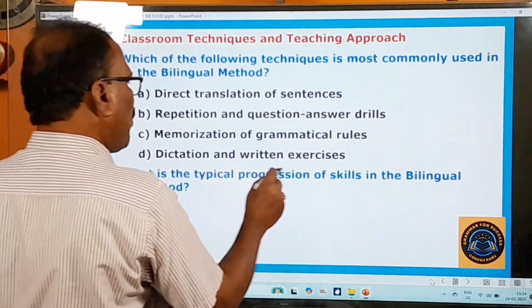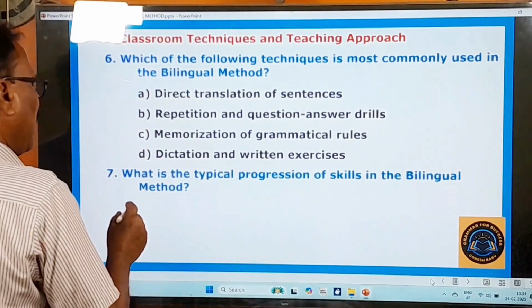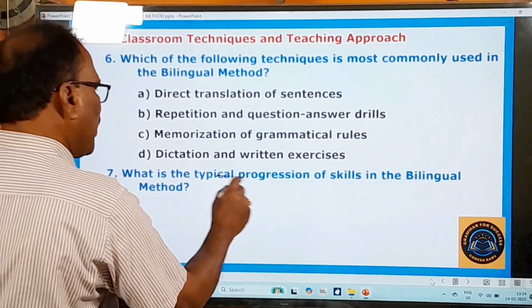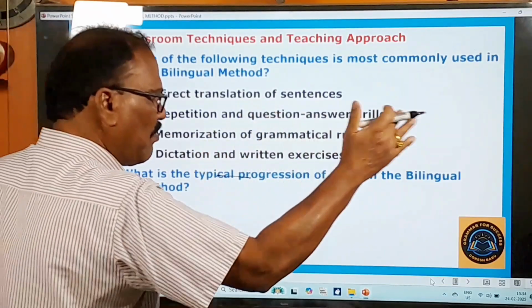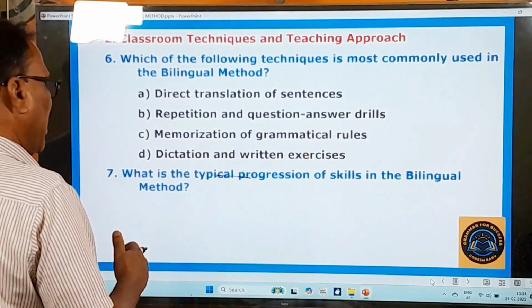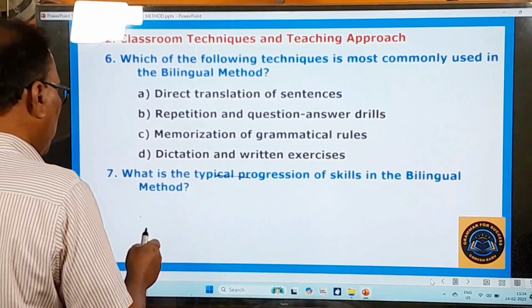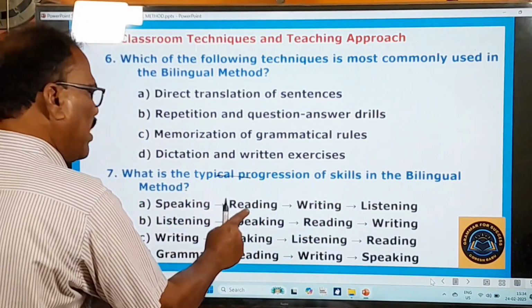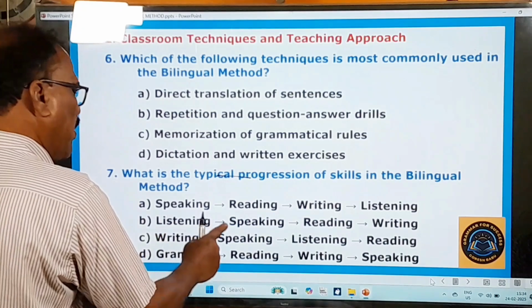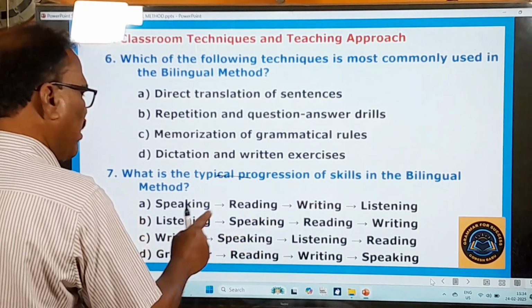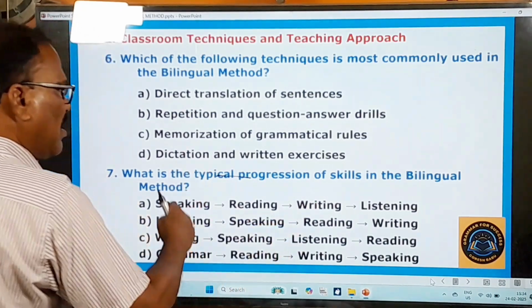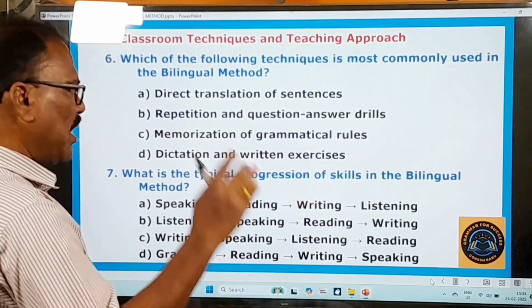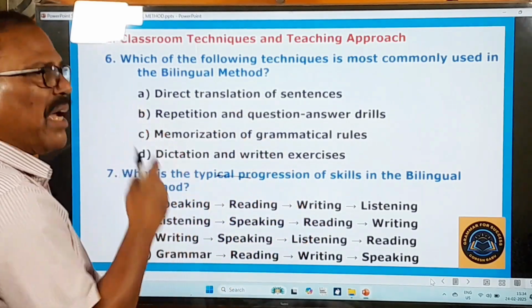What is the typical progression of skills in the bilingual method? Typical progression, one after another. What is the progression in the bilingual method? Here the options are: speaking, reading, writing, listening. Listening, speaking, reading, writing. Writing, speaking, listening, reading. Grammar, reading, writing, speaking. So what is the correct progression of skills that are maintained in the bilingual method?